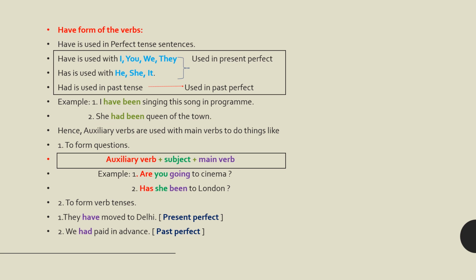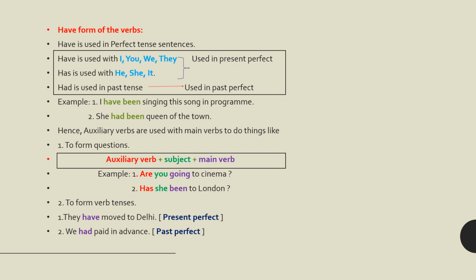Let us observe the examples. I have been singing this song in the program. She had been queen of the town. In the first example, have been indicates present perfect continuous tense. In the second example, had been indicates past perfect continuous tense.